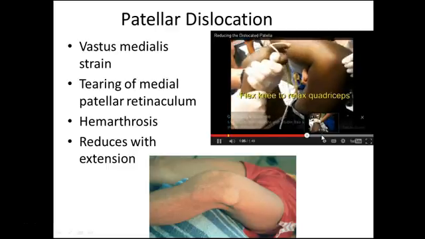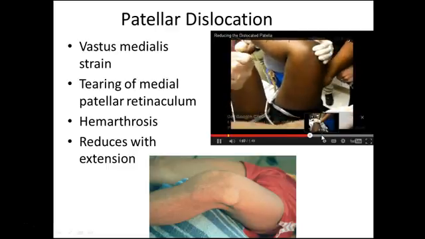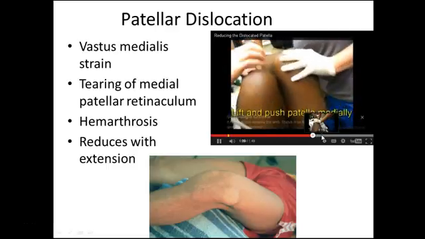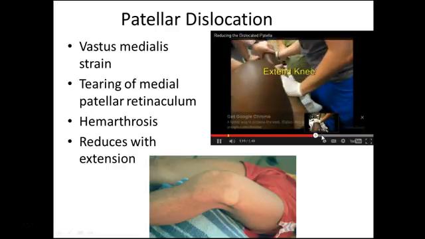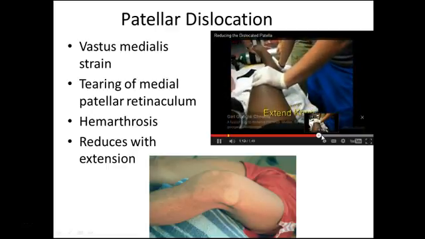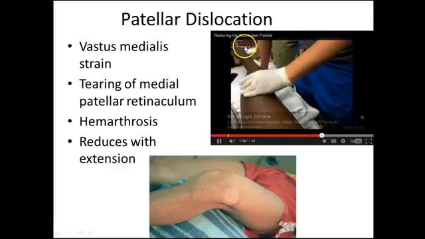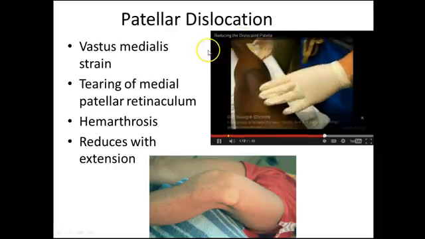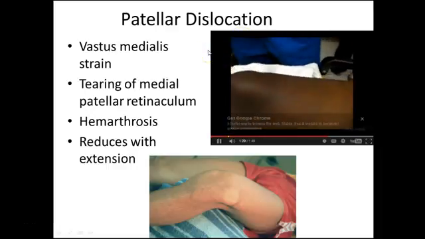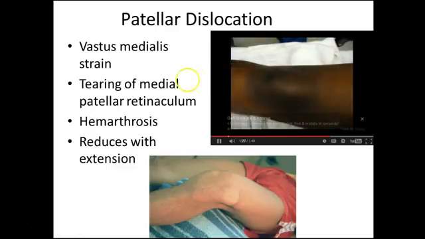We'll take a look at the video quickly as the physician is gliding that patella medially and extending the knee at the same time. And this is a painful process. What we see here is that the patient's toes are flexed, and so you really want to get that patient as calm as possible.